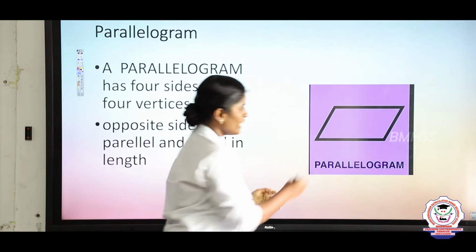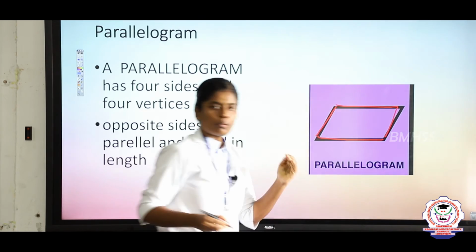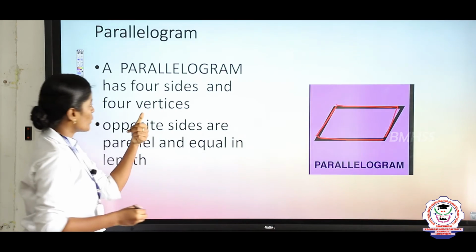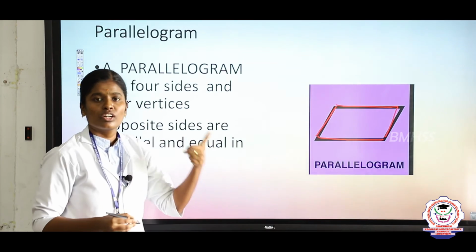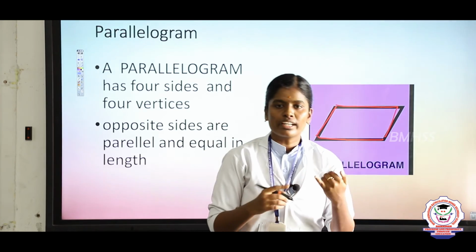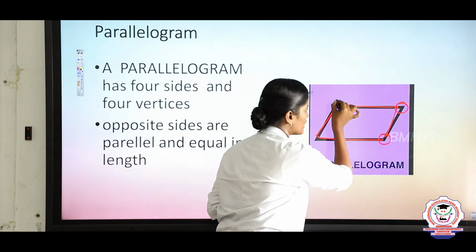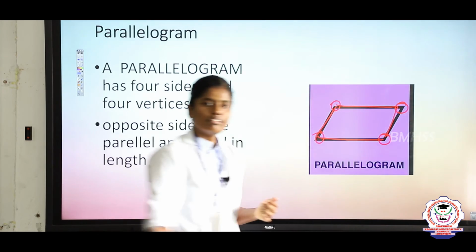Totally it has four sides. 1, 2, 3, 4. How many sides? Four sides. The next one is four vertices. Already you know what is meant by vertices. Vertices are known as the corners. So these are called the vertices.